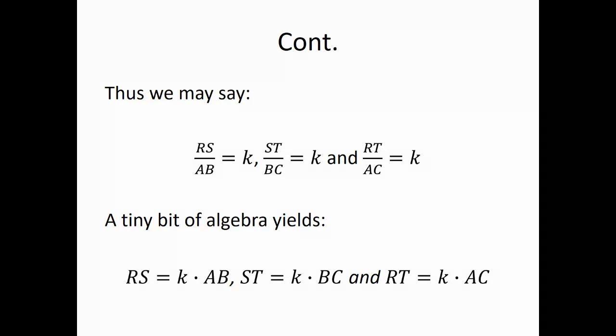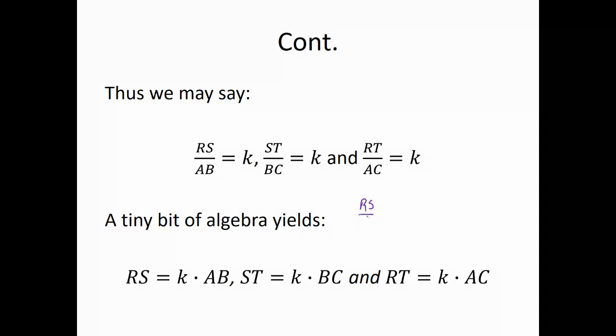And let's do just a little bit of algebra with those three equations. So take the first of those and multiply both sides by AB. Take the second, multiply both sides by BC. Take the third, multiply both sides by AC, and you'll get the result that you see. Perhaps I'll do one of these with you.